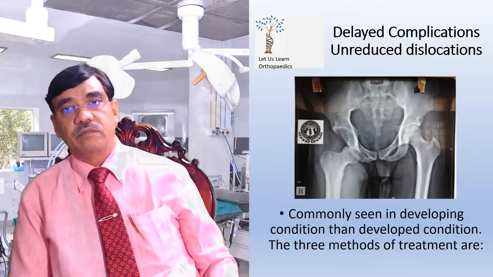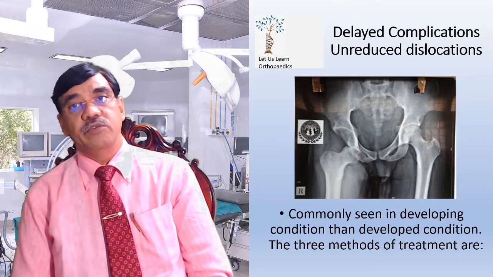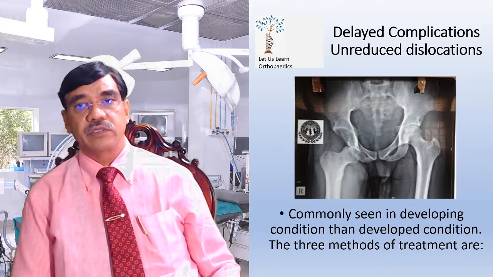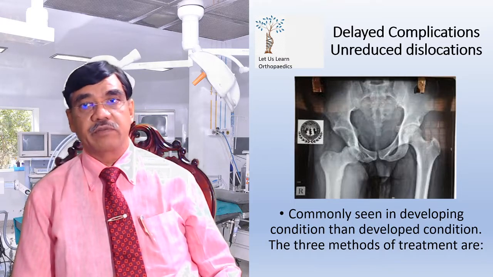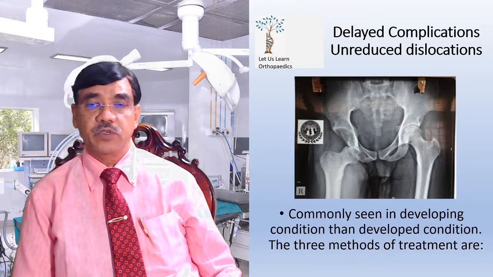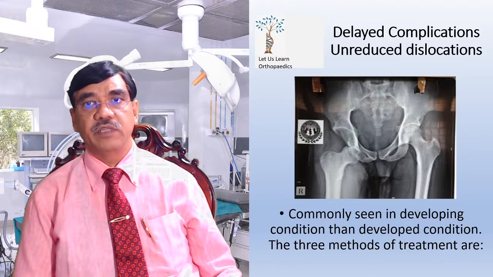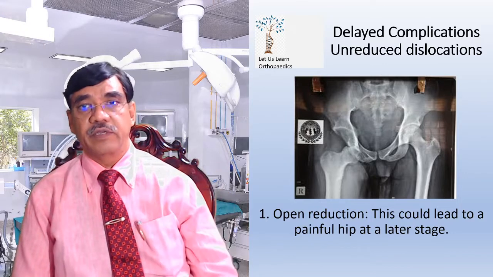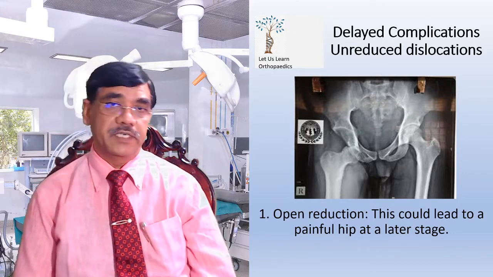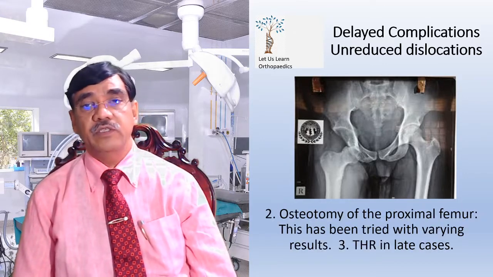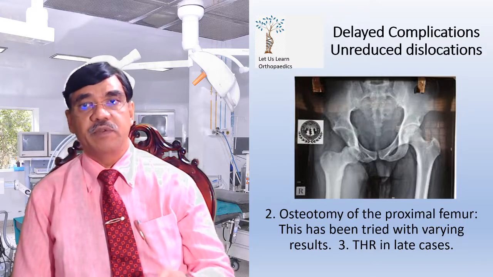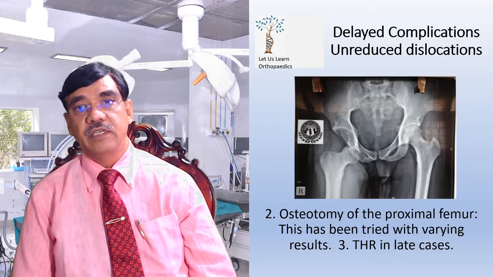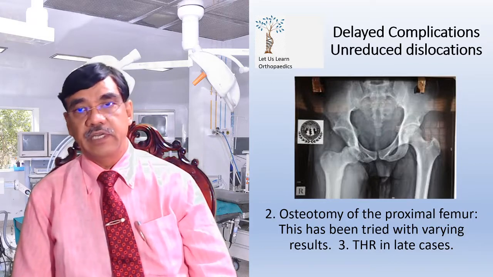Now another complication is unreduced dislocation, commonly seen in developing countries rather than developed countries. Three methods of treatment are advised for the unreduced dislocation. First is open reduction. Now this could lead to a painful hip at a later stage. Second is osteotomy of the proximal femur, and this has been tried with varying results. And third is total hip replacement in late cases.